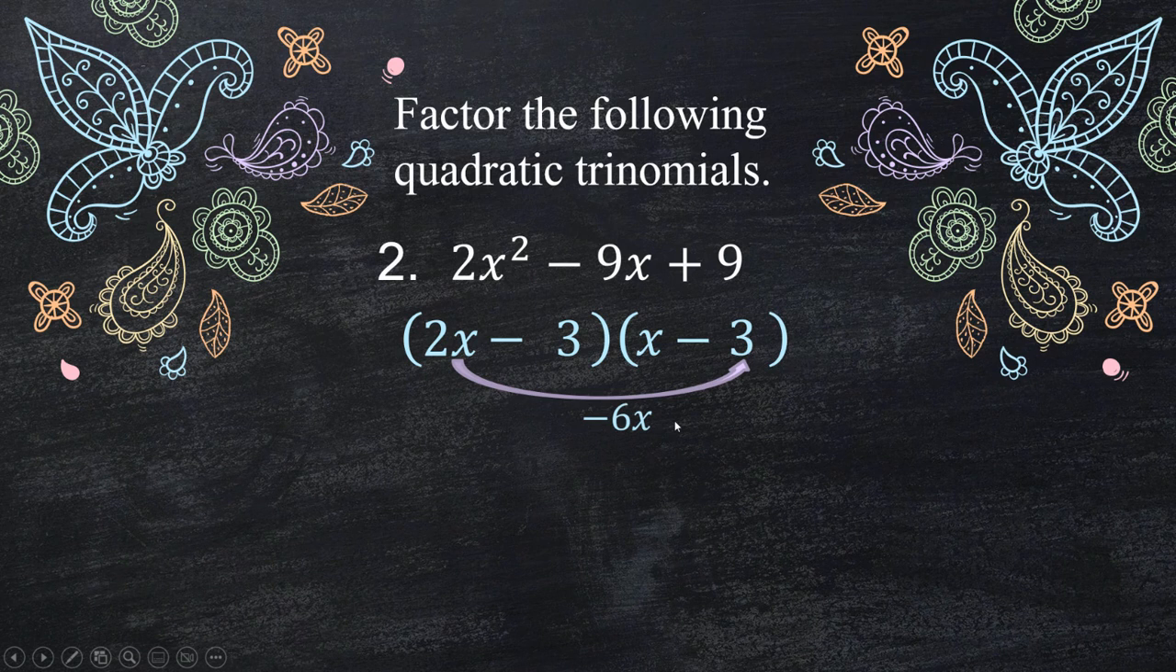So I'm going to check my outside products. 2x times negative 3 is negative 6x, and negative 3 times x is negative 3x. Now let's look at this. Negative 6x plus negative 3x is in fact negative 9x. So it checks out, okay? So this is something that we should be able to recognize. If I have a positive last term and a negative middle term, both of these are probably going to be negative, okay? Because a negative times a negative is a positive, and I have to somehow get a sum of two numbers that is negative. And we can never add two positive numbers together and get a negative number, okay?